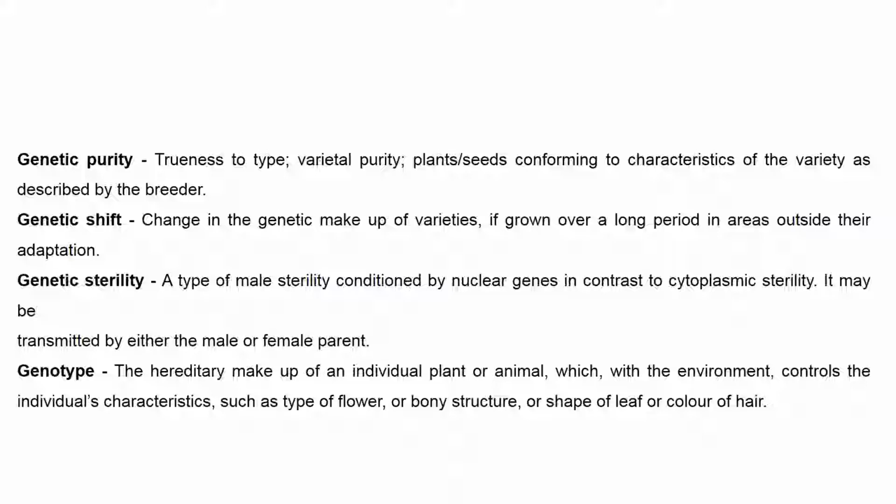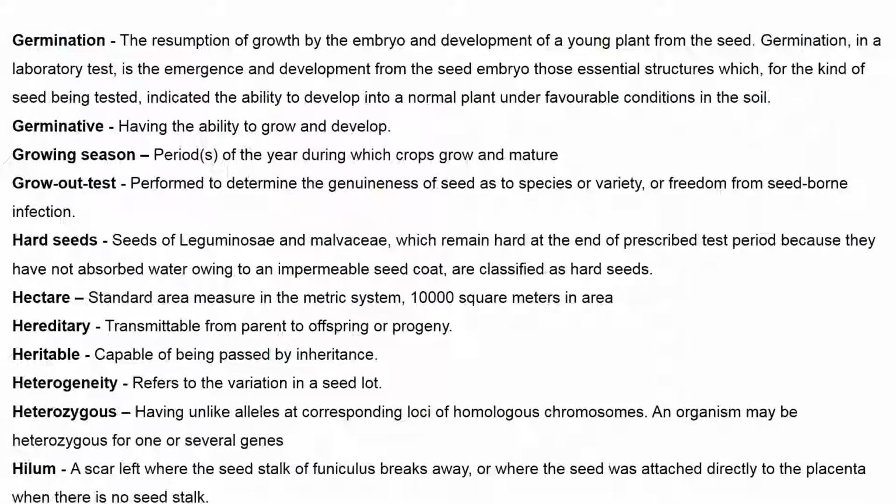Genotype. Hereditary makeup of an individual plant or animal which with the environment controls the individual's characters such as type of flower, bony structure or shape of leaf or color of hair. Germination. The resumption of growth by the embryo and development of a young plant from the seed. Germination in a laboratory test is the emergence and development from the seed embryo of those essential structures which, for the kind of seed being tested, indicate the ability to develop into a normal plant under favorable conditions in the soil.